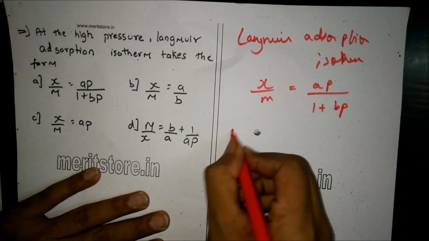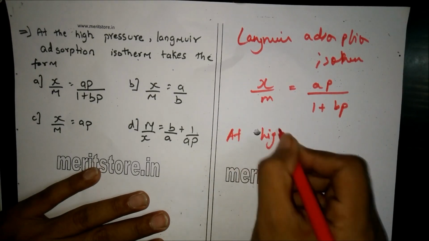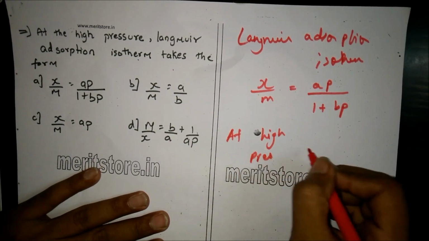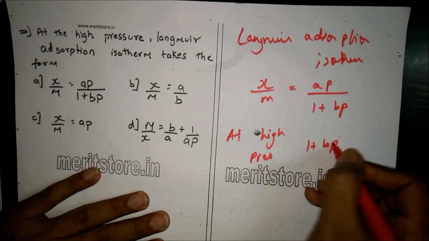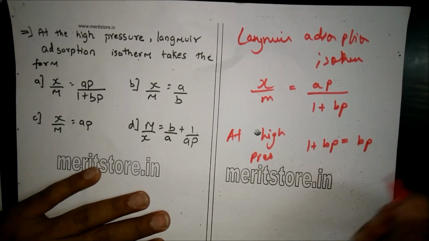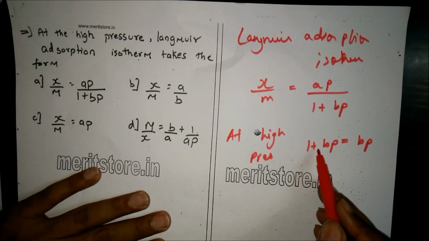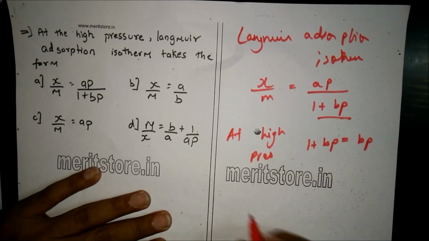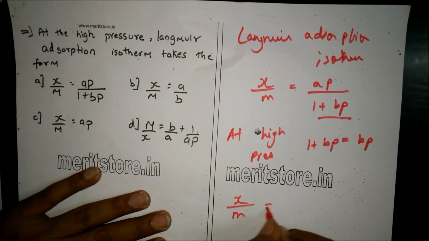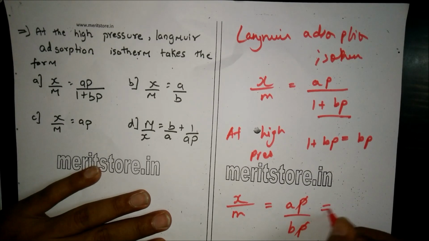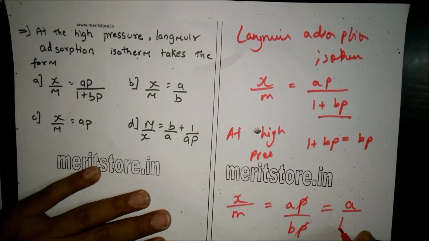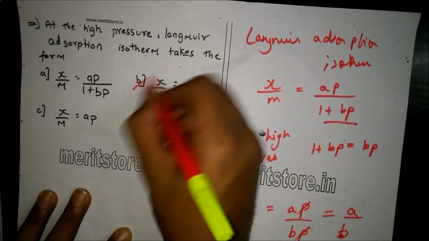Now, at high pressure, 1 + BP is approximately equal to BP. So, substituting this value in the equation, we get x/m = AP/BP, which is equal to A/B. Therefore, the correct answer is option B.